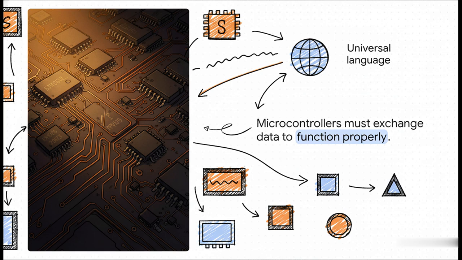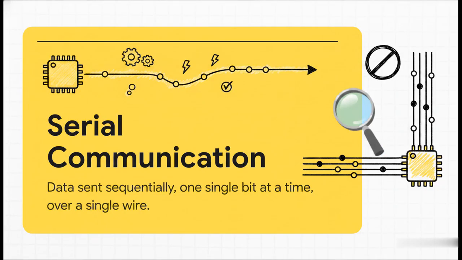But here's the catch: these components are usually built by totally different manufacturers. So standardized communication protocols act as that universal language. It's what lets all this diverse hardware seamlessly talk to each other without completely breaking down. So before we look at the specific protocols, let's lock in our baseline. Serial communication. This is simply data sent sequentially, literally one single bit at a time, over a single wire.